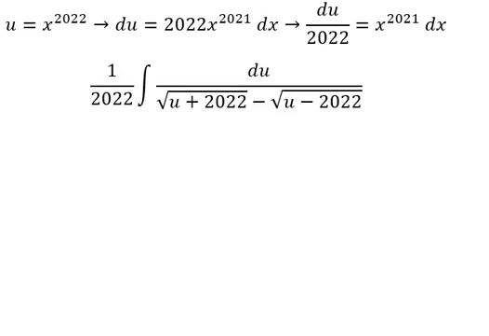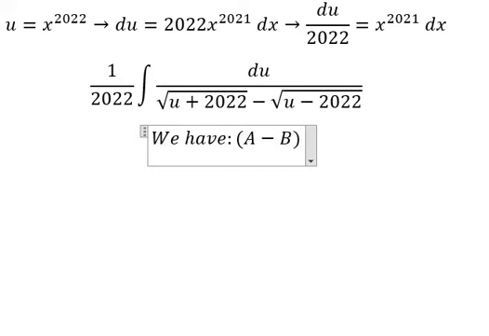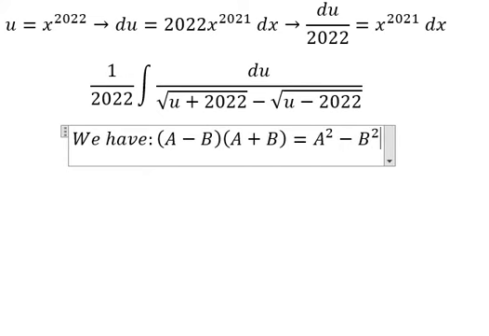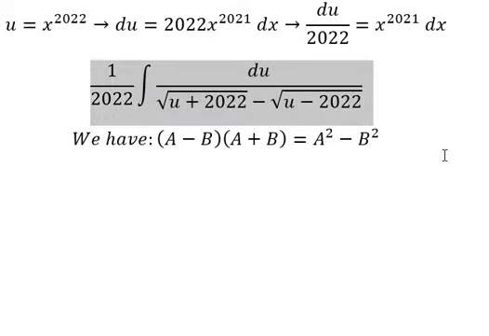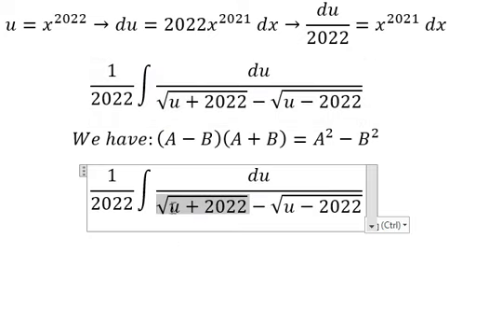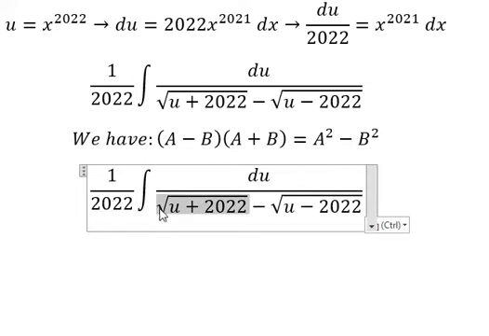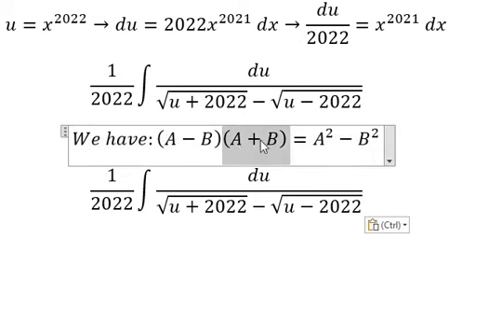Next, we have the formula in here. We have a minus b multiplied by a plus b equals a square minus b square. So this one we have a, this one we have b. We want to create a square minus b square to cancel the square root. To do this, we need to multiply by a plus b on the numerator and denominator.